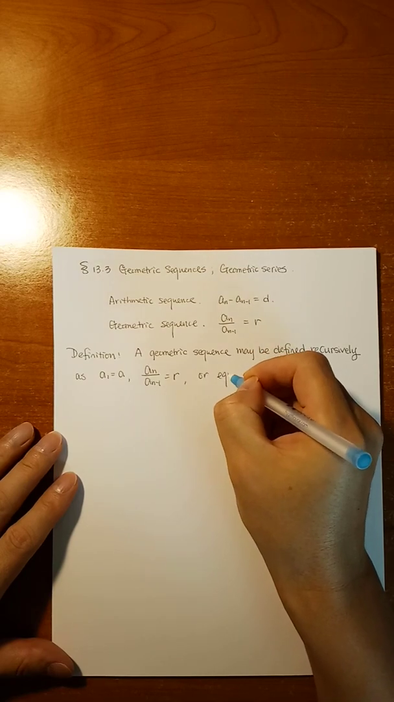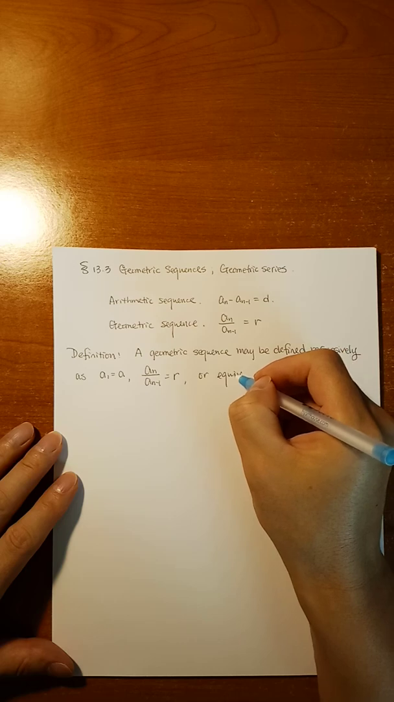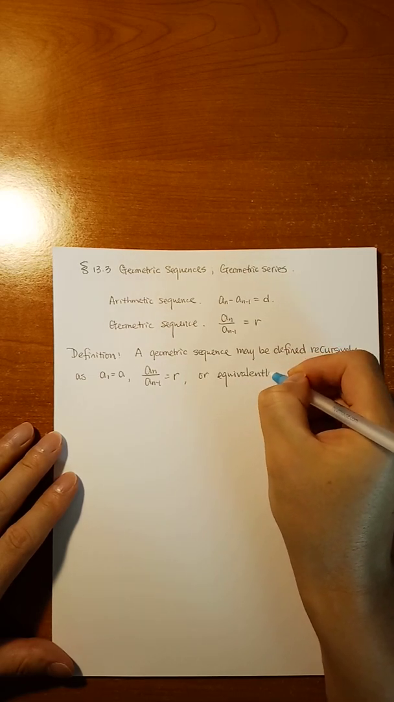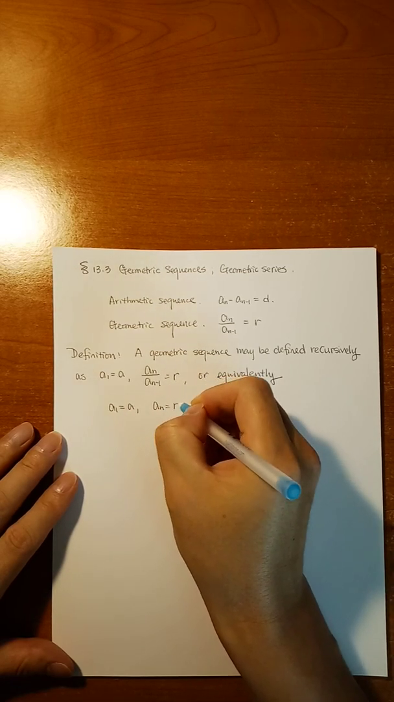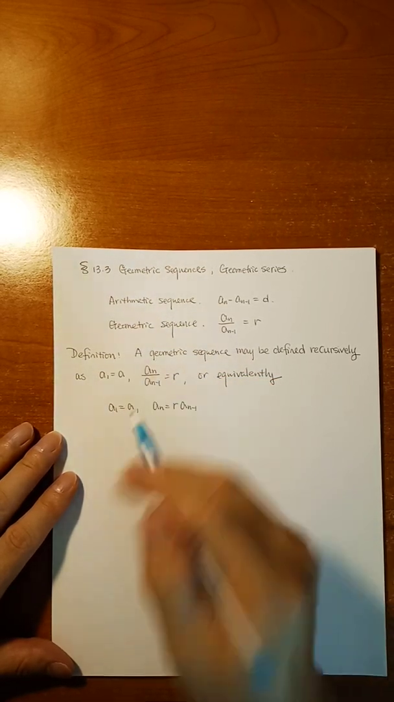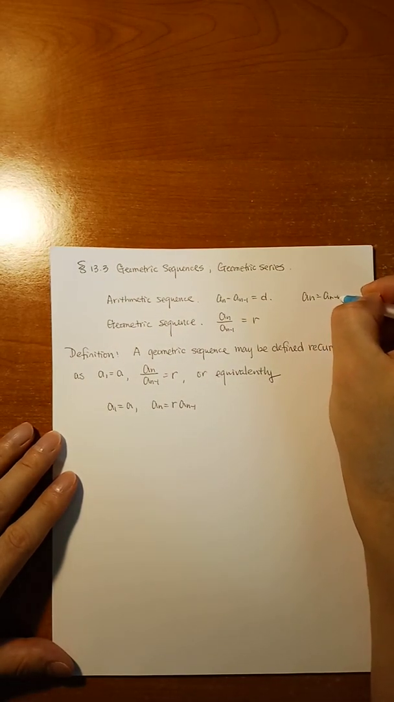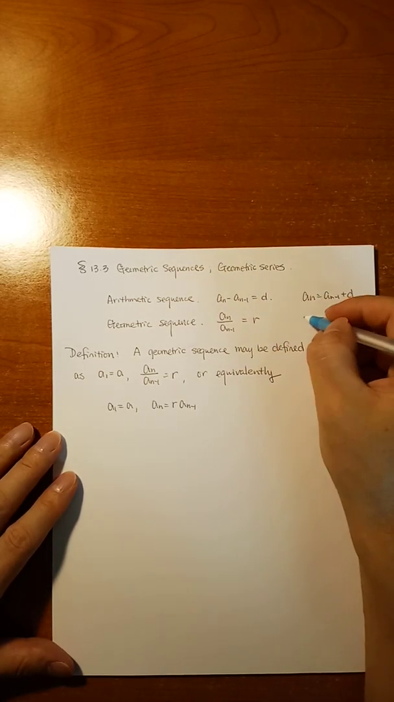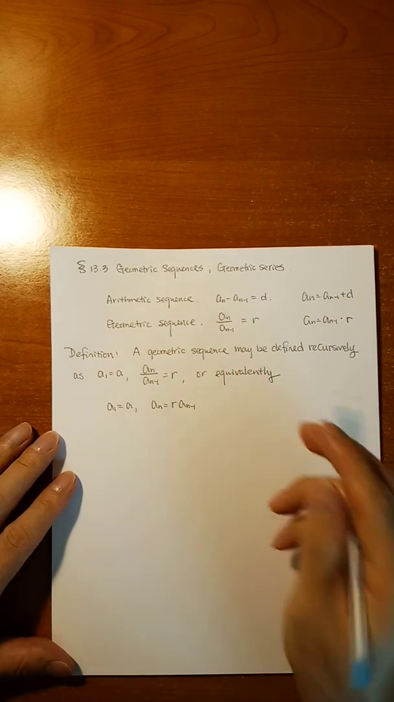Or equivalently, a_1 is a, a_n is r times a_{n-1}. Just move this to the other side. Equivalently, you see, we have that equivalent recursive formula. Just move this a_{n-1} to the right side. It becomes multiplication. Here a_n is equal to a_{n-1} times r, so it's r times a_{n-1}.